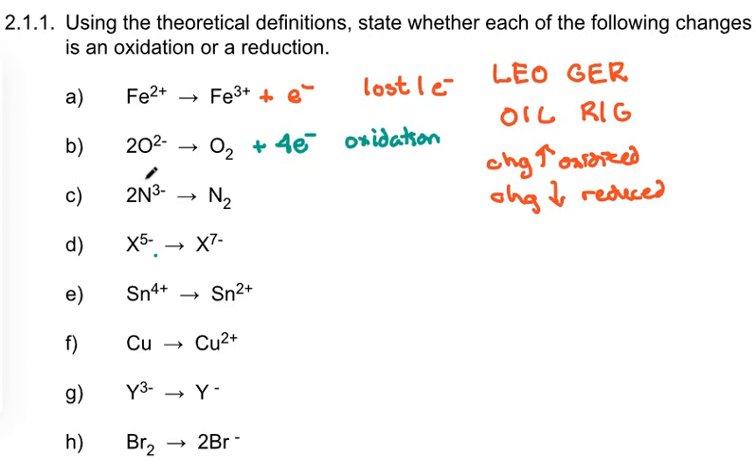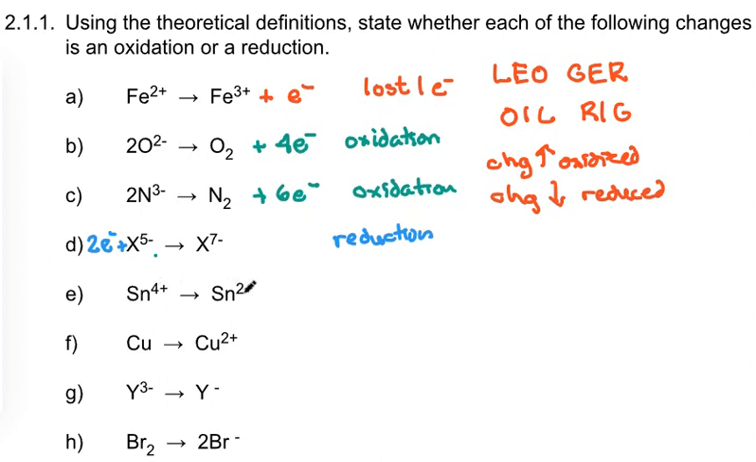Here we have nitride ions, total of -6 charge on the left, 0 on the right, so this one balances if we put 6 electrons there. Oxidation again. In D, -5 to -7. Here, -5 is the higher charged side. So for this one to work, we'd need 2 electrons on the left. X5- gains 2 more electrons, and that drags its charge down from -5 to even lower, -7. This is the first one we've seen that is a reduction. The charge went down.